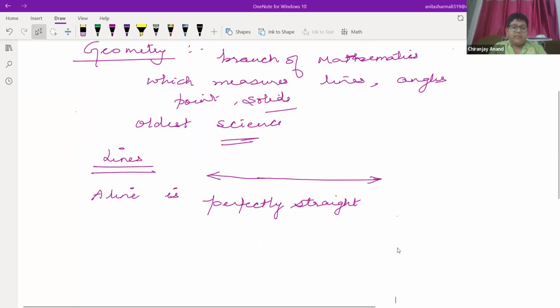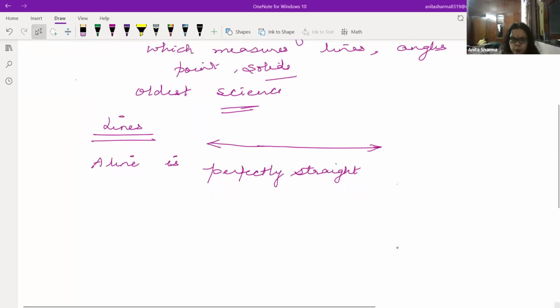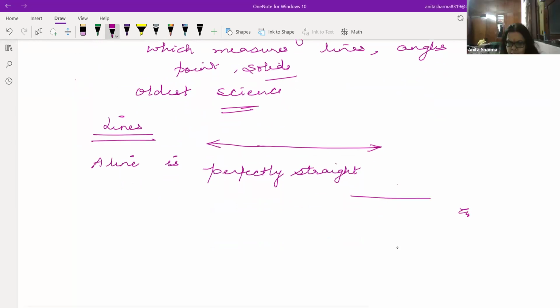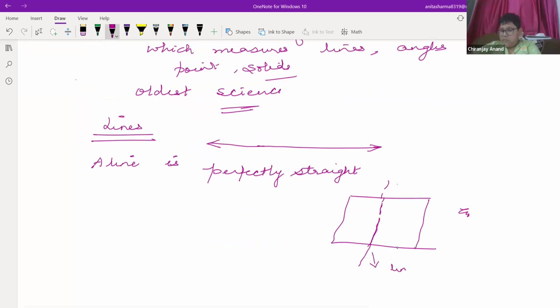So, children, I guess now you all have understood what you mean by a line, right? Suppose, see, this is a paper and you have folded it from the middle. Then there is a crease now. This is a line. This is a line.